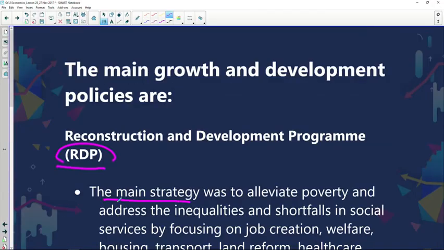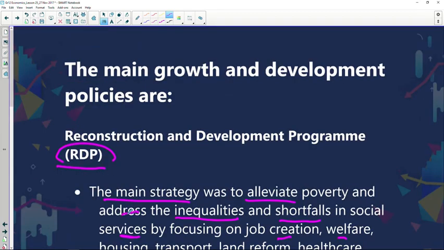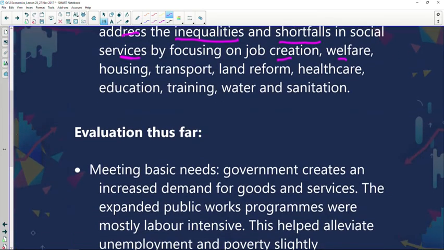Okay, so it is the main strategy. The main strategy was to alleviate poverty and address the inequalities and the shortfalls in social services by focusing on job creation, welfare, housing, transport, land, which is land reform, and healthcare as well. Education was also an important part of this.